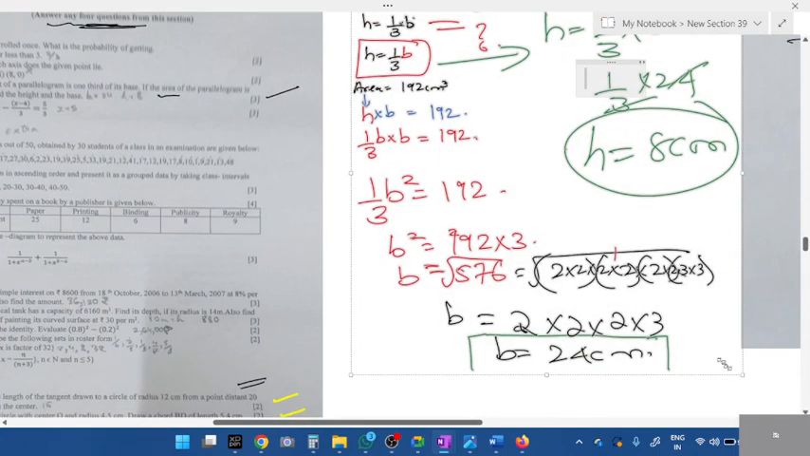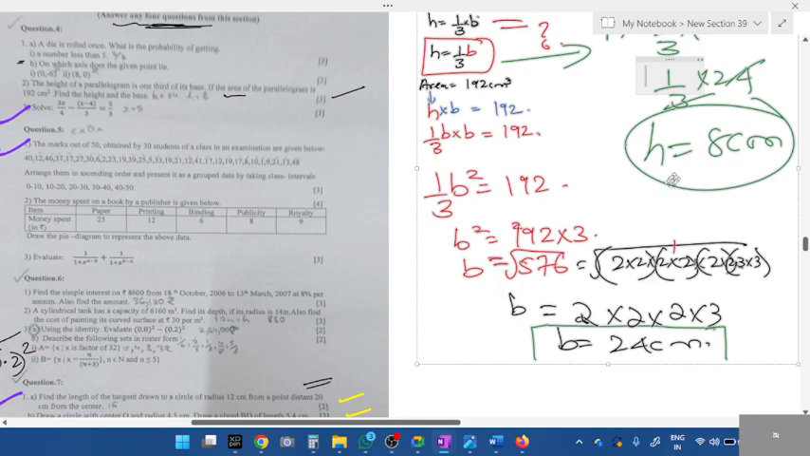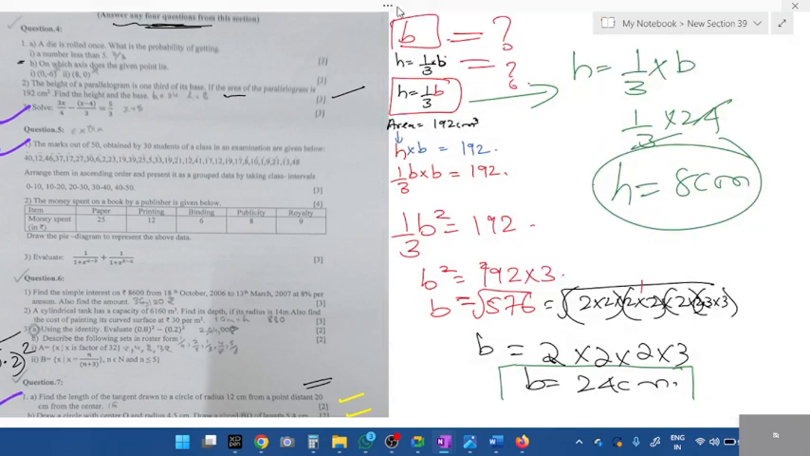First read the question again. The height of a parallelogram is one third of its base. Height. So for this I have written a statement. We don't know what the base is. Area of a parallelogram is given. Right? Area of a parallelogram. Complete this. Solve this question.